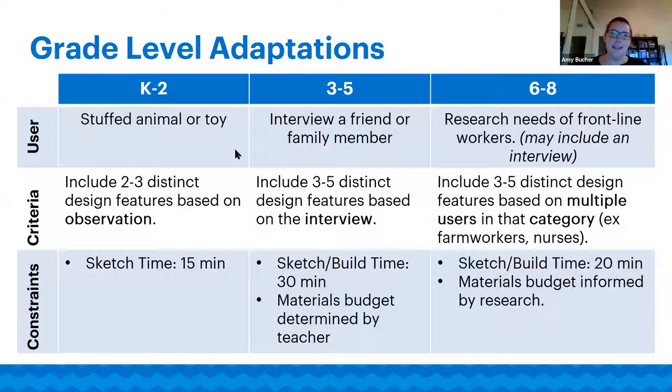Similarly, you might vary the criteria and the constraints of the challenge. So for K through second, you may just have them do 2 to 3 distinct features based on looking at the actual animal or toy they're designing for, but then older grades might have more criteria and features that they're designing for. And you may vary the time and things like that, and budget and materials. For K through second, we'd recommend sticking to just a sketch as the prototype.